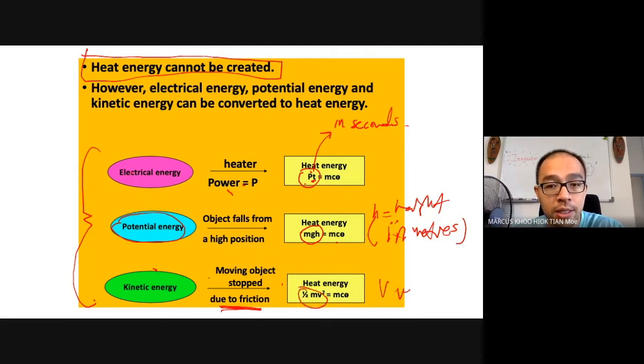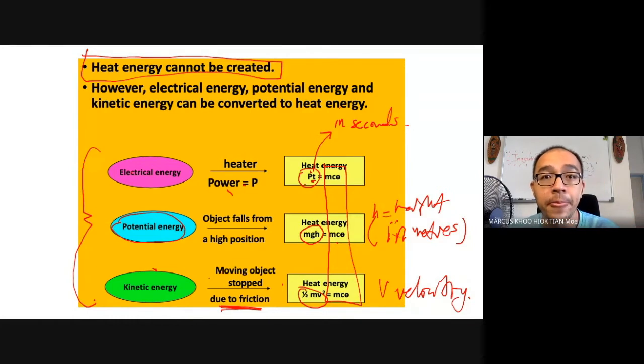V is for velocity. This is something that we learned in chapter 2. So half mv squared equals mc delta theta. Take a look at the heat energy formula, guys. Heat energy formula doesn't change. We are still at mc delta theta. It's just that we cannot create heat energy. This is the fact of the matter.